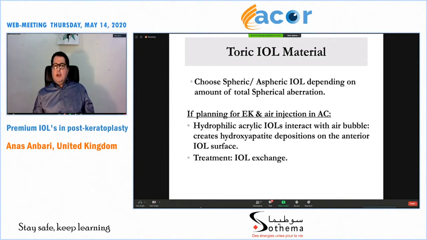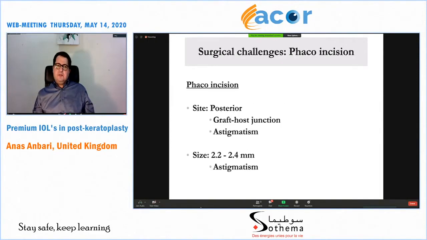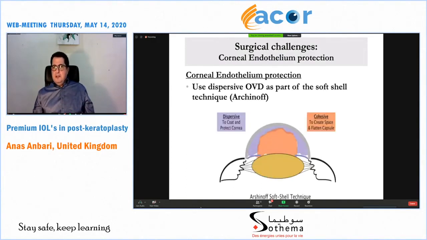We choose spheric or aspheric IOL depending on the amount of total spherical aberration. And if you're planning for endothelial keratoplasty and air injection in the anterior chamber, we mustn't use hydrophilic acrylic IOL because it interacts with the air bubble and gets opacified. The phaco incision should be posterior to avoid the graft-host junction and to produce as minimal astigmatism as possible. The size should be 2.2 for the same reason. We should protect the endothelium by injecting dispersive OVD as part of the soft shell technique described by Arshinoff, who used dispersive and cohesive OVD.